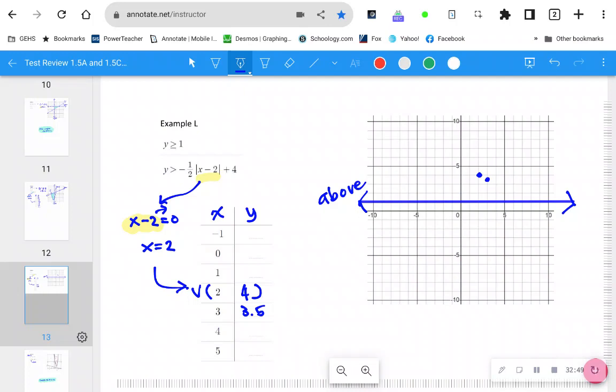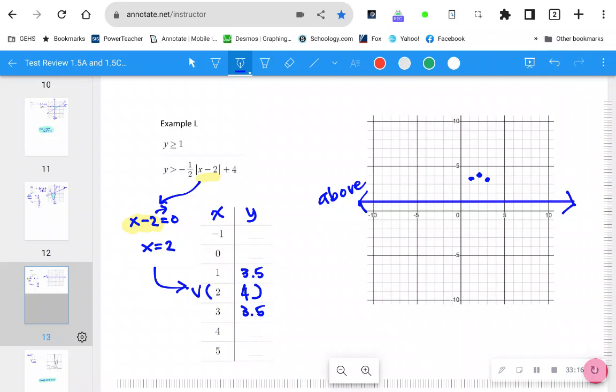Okay, now I'm going to plug in 1. 1 minus 2 is negative 1. The positive version of negative 1 is 1. That's the absolute value reaction. 1 times negative 1/2 is negative 1/2. Plus 4 is 3.5. And there's the confirmation that we've done everything right so far. Let's see if I can get that to look like 3.5 there. Okay, there we go. So that's right here.